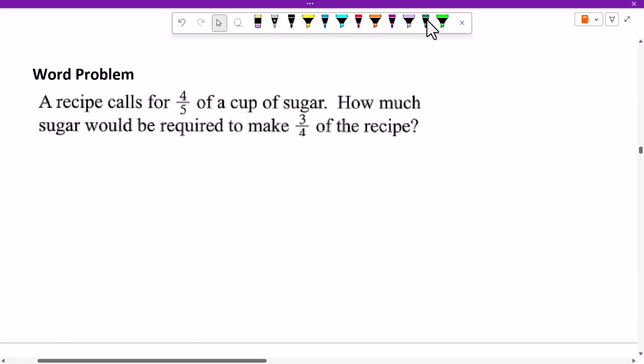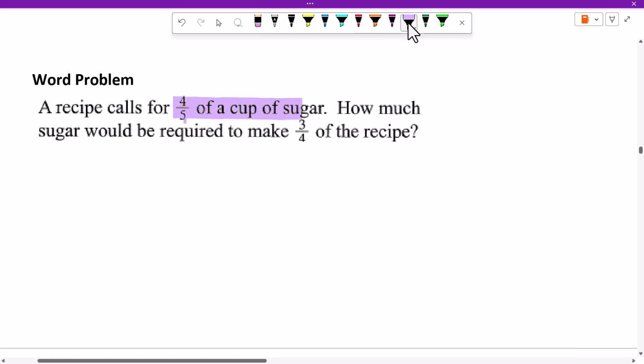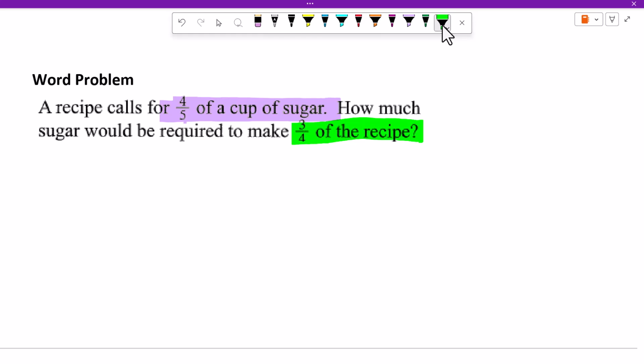All right. So suppose we have a recipe to make, what are we making here? I think cookies or something like that. And the recipe says, hey, we need to use 4/5 of a cup of sugar for this recipe to make the batch. But then it goes, hey, instead of making a whole batch of cookies, it's too many cookies, we're going to make a smaller batch. We only want to make 3/4 of the recipe.